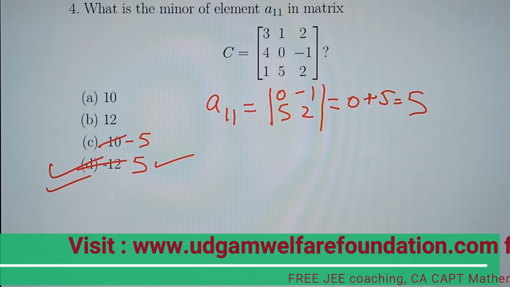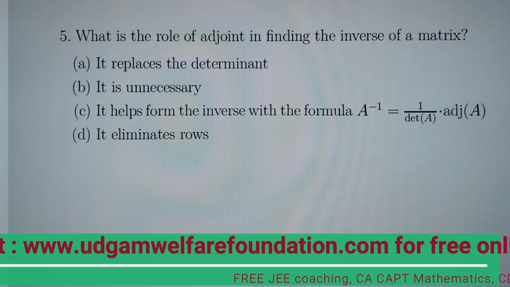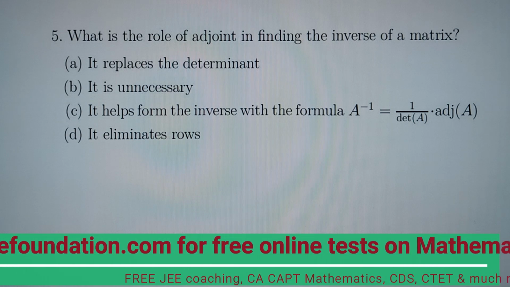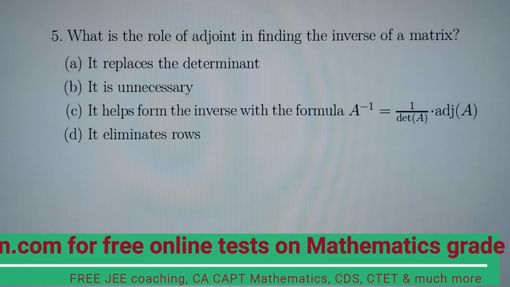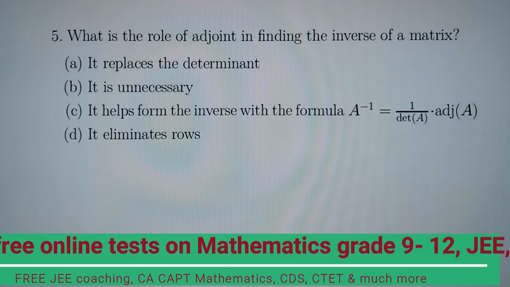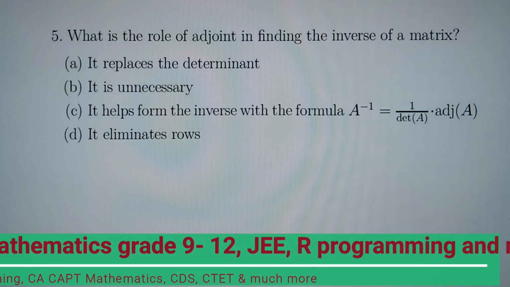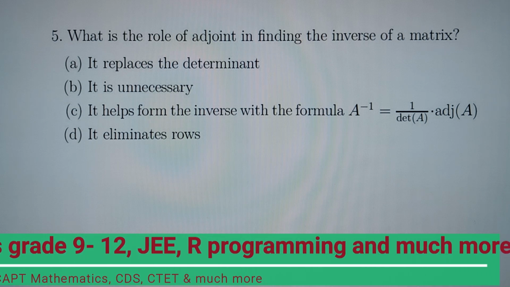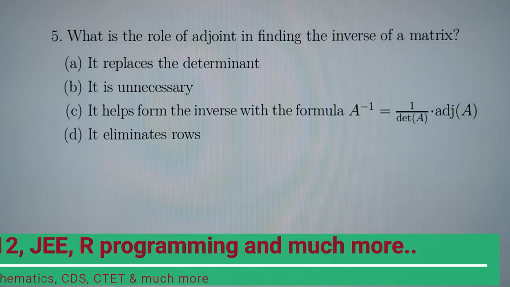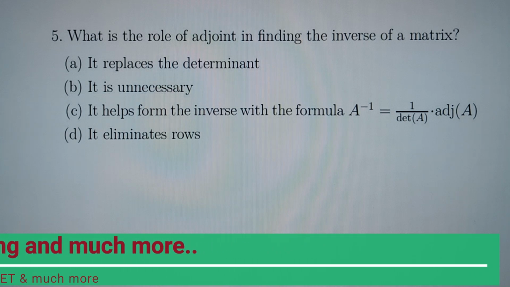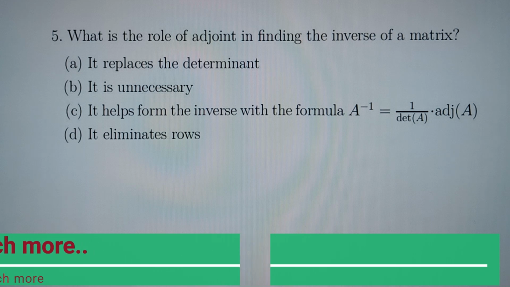Now let's move towards question number 5. So students, this is our question number 5 on this case study. What is the role of adjoint in finding the inverse of the matrix? Option A is it replaces the determinant. Option B is it is unnecessary, which is wrong. Option C is it helps form the inverse with the formula A inverse is equal to adjoint of A upon determinant of A. D is it eliminates rows. Obviously C is our correct answer.